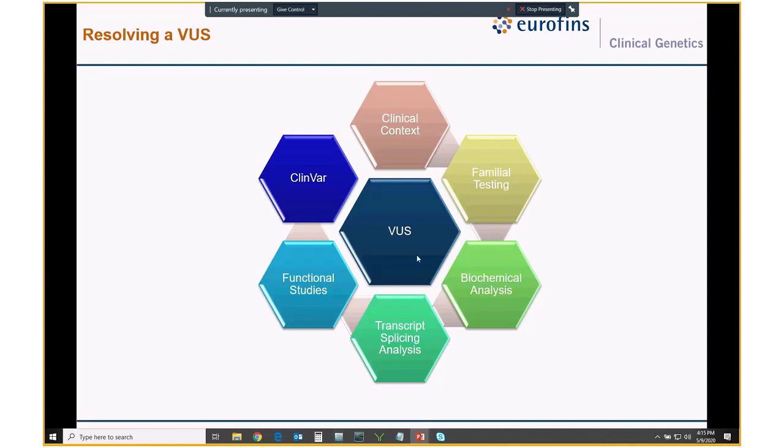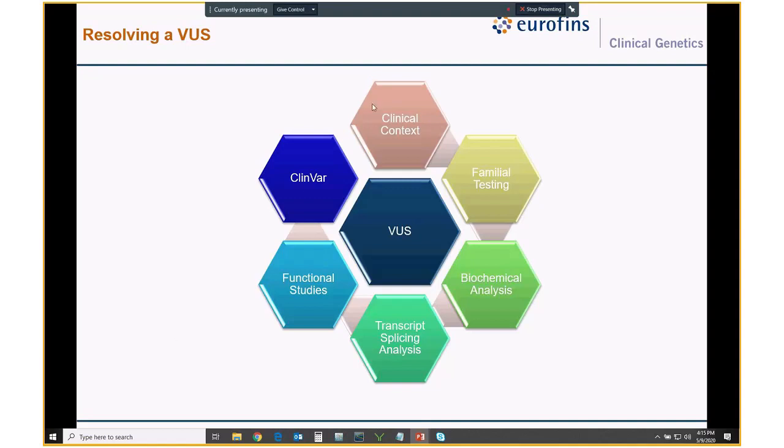You also have transcript analysis and functional studies, which are a little more costly and time consuming. What are functional studies? Essentially, you have a lot of agencies in India who can mimic the mutation in animal models like rats or zebrafish. You can then study the phenotypic effect or the manifestation of this particular mutation in that animal model and then correlate it with your clinical case.